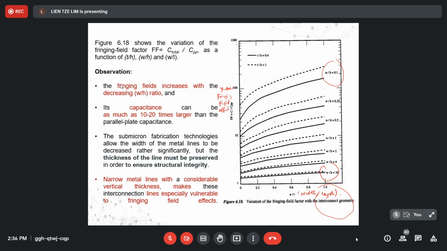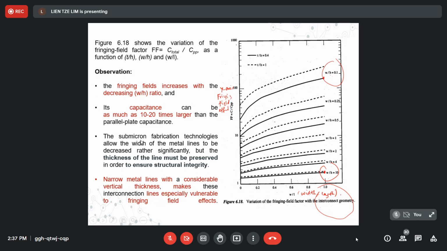Based on observation, the fringing field increases with the decreasing width over height ratio, and its capacitance can be as much as 10 to 20 times larger than the parallel plate capacitance. Since the graph is already given here to evaluate the fringing field, we can do some estimates at this point and at this point. How much is the fringing field effect? How much do the factors differ?